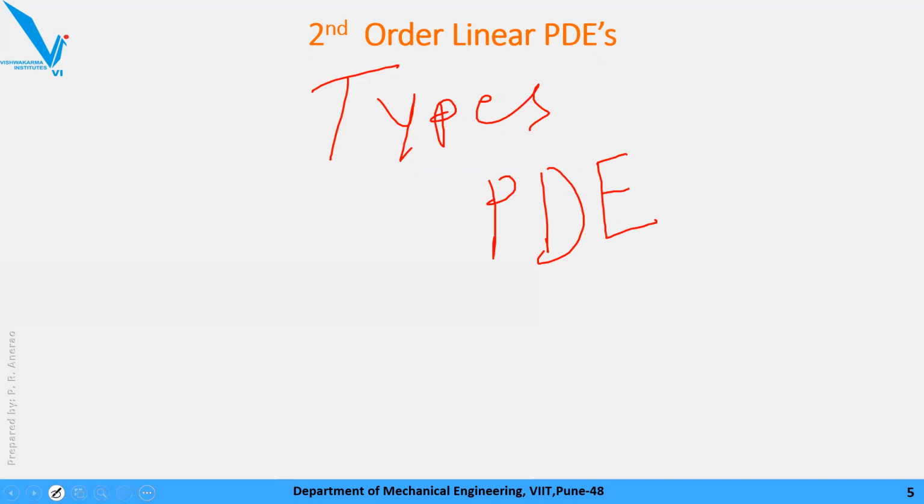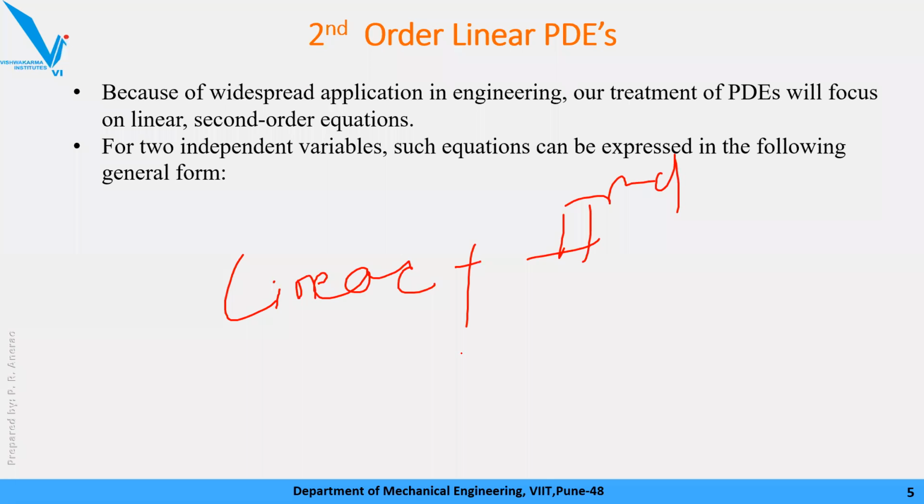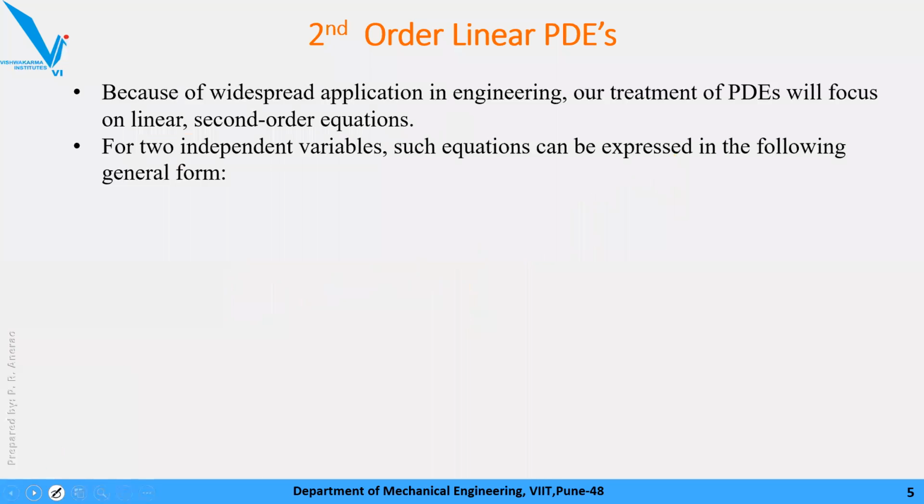It has been observed that in most engineering problems, somewhere you will come across a linear and second order partial differential equation. So instead of going through all types of partial differential equations, we will look into only linear second order equations, and that too with only two independent variables. Because as soon as you increase the number of variables, the complexity increases.